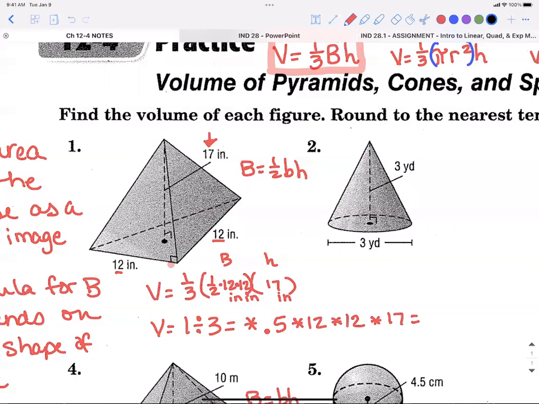That's going to be your button sequence. Okay, so everybody do that. 1 divided by 3, hit the equals button. Don't clear it, hit times 0.5 times 12 times 12 times 17 equals. Somebody tell me what you got? 408. Did everybody get 408? I want to make sure everybody's got the sequence in. All right, how are we going to label this?